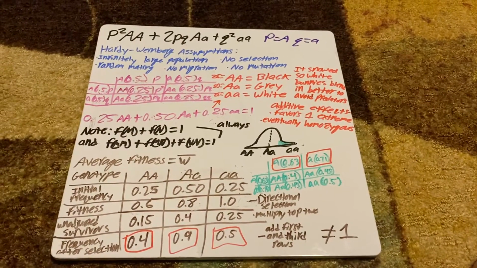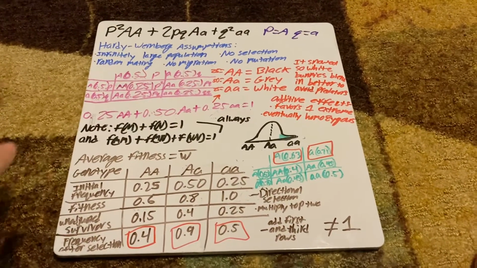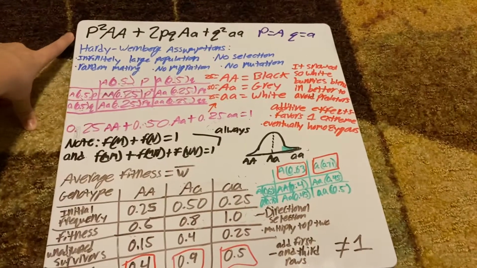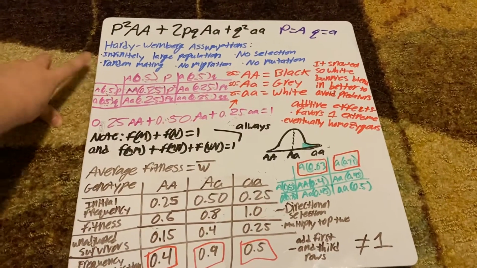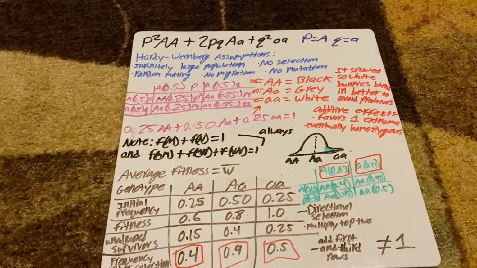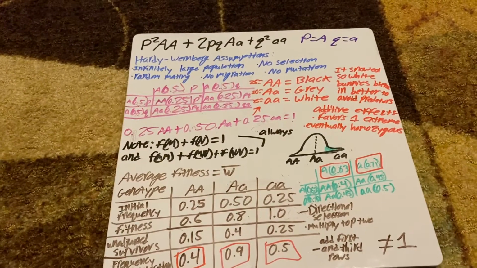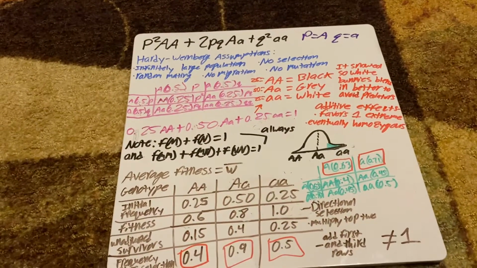So this video is going to explain Hardy-Weinberg. So this is the equation for Hardy-Weinberg, and these are some assumptions. It has to be an infinitely large population, no selection, random mating, no migration, and no mutation.